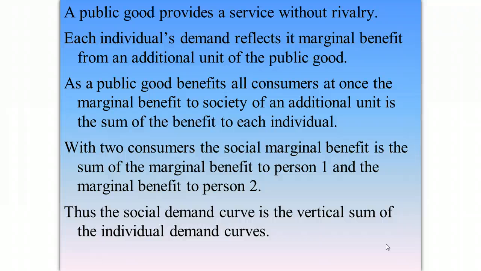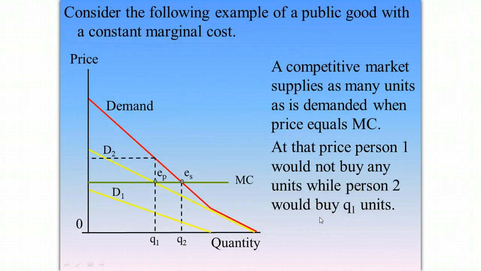So, as we say, demand curves reflect marginal benefit. How much am I willing to pay for the next unit? But as a public good benefits all consumers at once, the marginal benefit to society of an additional unit is the sum of the benefit to each individual. So with 2 consumers, in a highly stylized example, the social or market marginal benefit curve is just the sum of the benefit to the first person and the benefit to the second person. Thus the market demand curve or social demand curve is the vertical sum of the individual demand curves.